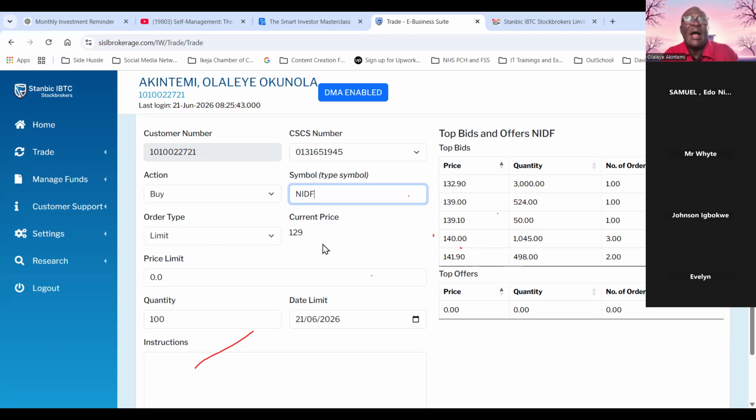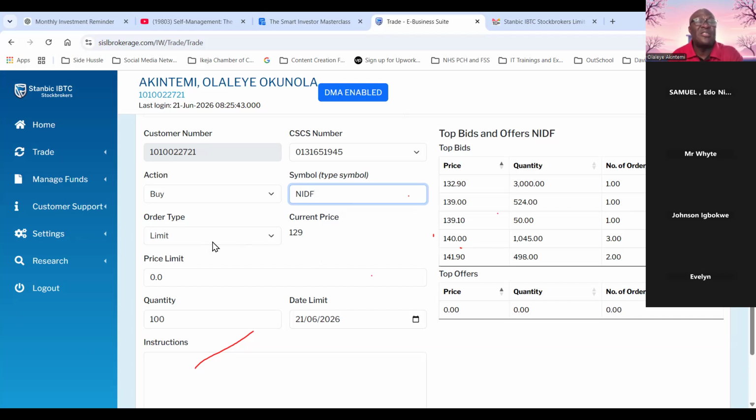129. But I was in a group a few days ago, and people were discussing, and I was participating. And somebody told me that he buys NIDF regularly. And I said, how do you get it? He said, if you use market order and the quantity you are buying is not a lot, you will still get it. So I said to myself, by Monday, when the market opens, actually, let me just see if I can do it now.